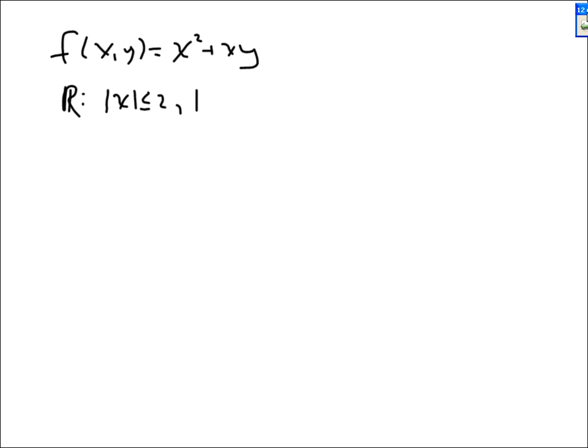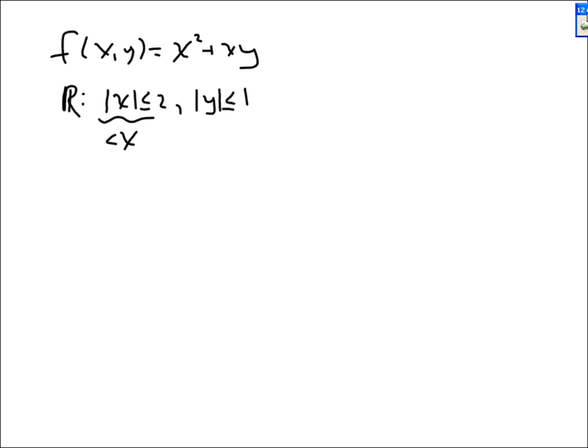Alright, we're just going to do one more. Suppose you were told that f(x, y) is x squared plus xy, and the region is the absolute value of x is less than or equal to 2, and the absolute value of y is less than or equal to 1. Now we have to translate this.